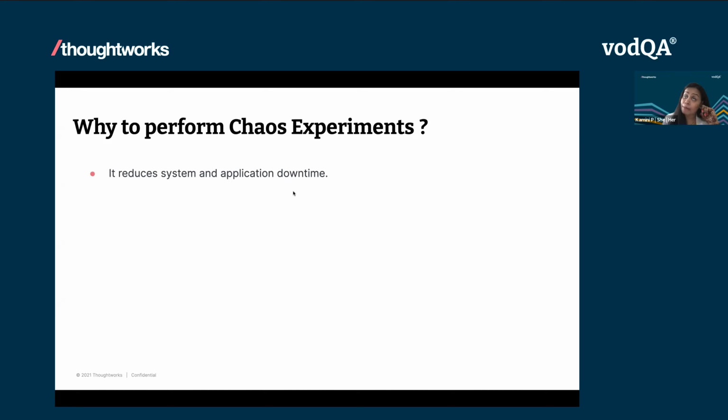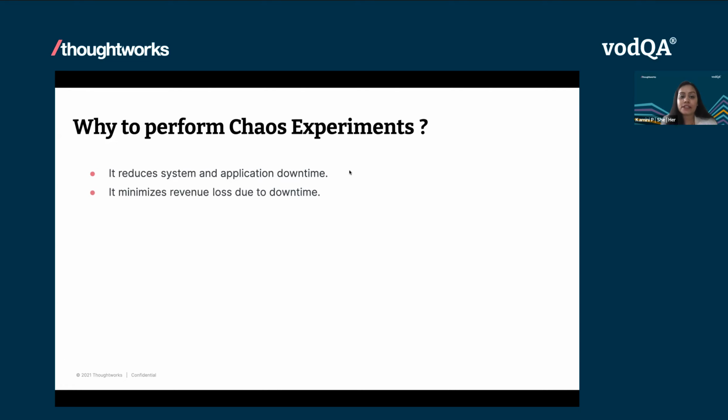Once we don't have any failure scenarios in production, our application will not go down, right? Our application will not crash. We already know all failure scenarios are tested and the fixes for those issues have already been taken care of. So this overall helped in improving the system and application downtime. It actually reduced those downtimes.